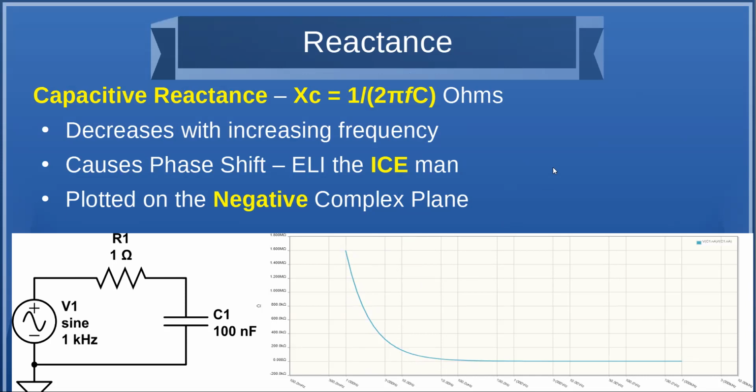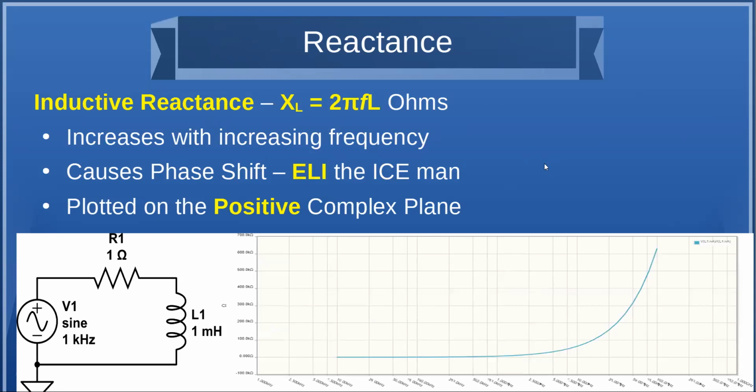Whereas when we do the inductor, it's just the opposite of this, so it will be a straight line. And we got the old ELI the ICE man again to show the phase shift. And we plot the reactance on the negative complex plane. The complex plane is where you plot real versus imaginary on a rectangular plot. So below the line is negative, and that's capacitive reactance. Inductive reactance will be on the positive side.